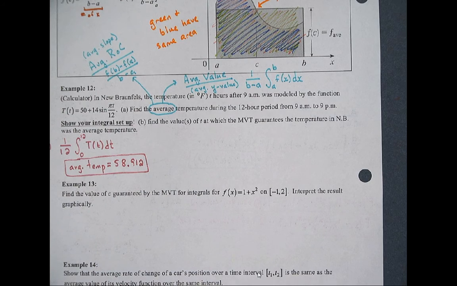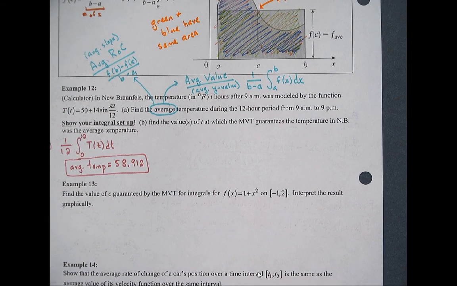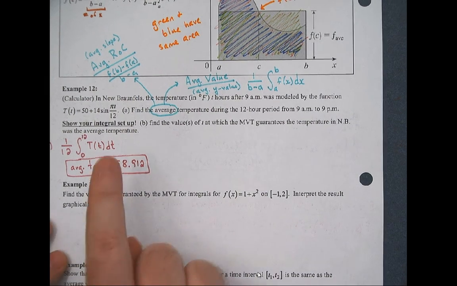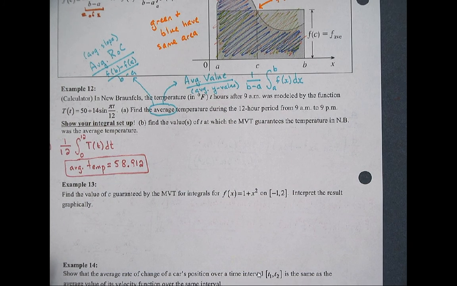Find the average temperature. So if you took all the temperatures from 9 a.m. to 9 p.m., think about there's infinitely many, but if you could somehow add them all up and divide by 12, you would get 58.92. That was the average temp.